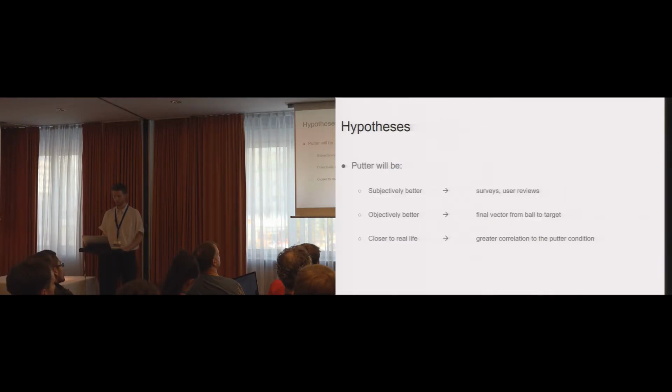Our hypotheses were that the putter will be subjectively better, which we'll determine by the surveys and the reviews of what people think, and also that it will be objectively better in that performance will increase by using a putter. We'll measure that by measuring the final vector from the ball to the target, basically for a single hit, how far the ball was from the target they were trying to aim for. We also think that the putter will be closer to real life, so there'll be a greater correlation between the putter condition and the real condition compared to the controller condition and the real condition. So we think there'll be a greater association between those two.